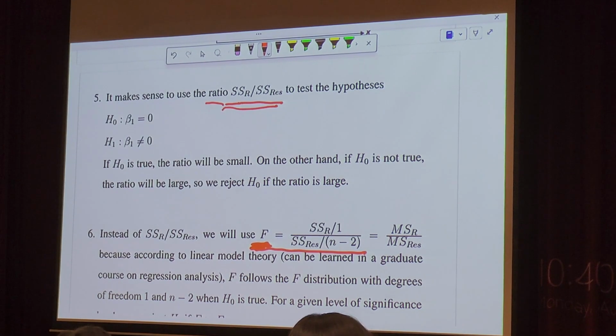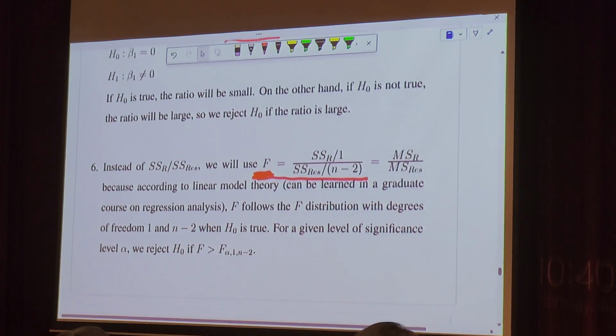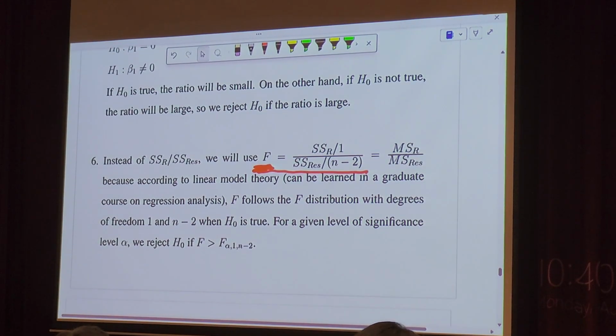Introduce this theory. In fact, last semester I set a problem on linear model theory to show all this. Unfortunately, very few students got it because they don't believe in linear model theory. Well, I hope you believe it. So we will then reject H0 if the test statistic is large. Or you can use the p-value for that matter.